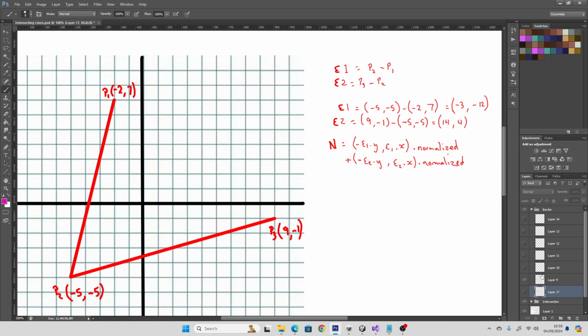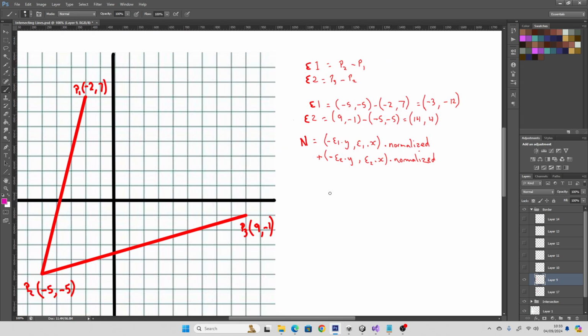All right, and what are we doing? I'm going to take all those points and plug them in. And this is vector mathematics here. So minus 5 and minus 5 minus minus 2 and 7 is going to give us a point of minus 3 and minus 12. 9 and minus 1 minus minus 5 and minus 5 is going to be 14 and 4. It's basically do the math on the x's and do the math on the y's. That's how you do vector mathematics.